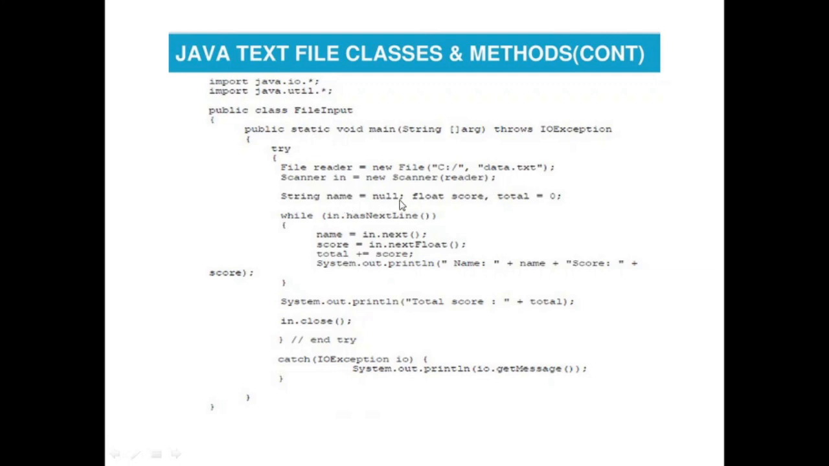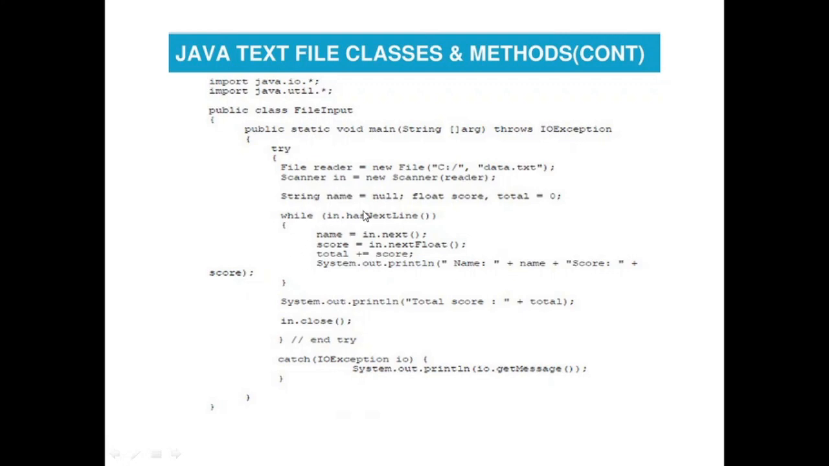Then String name is equal to null. First of all, we have taken name to be null and float score and total to be 0. While in.hasNextLine, then name will contain the next string. Okay, whenever in.next is used, it will return the string. Score will take the next float value. Total will be total plus equals score. That is, total is going to be incremented by score each time this loop executes. And then System.out.println name and score, these values are printed.